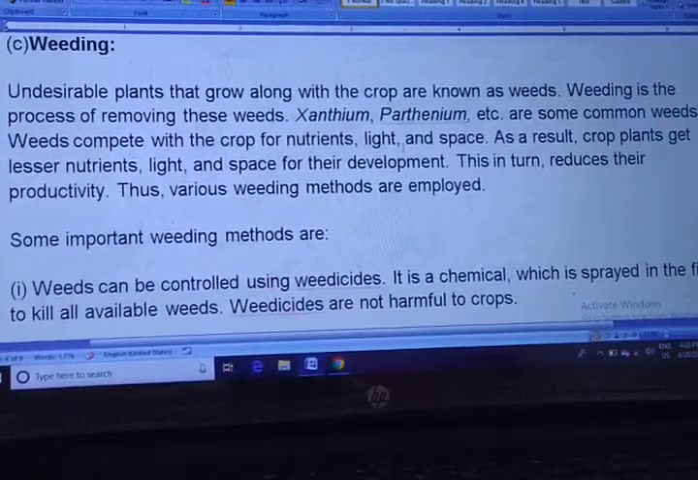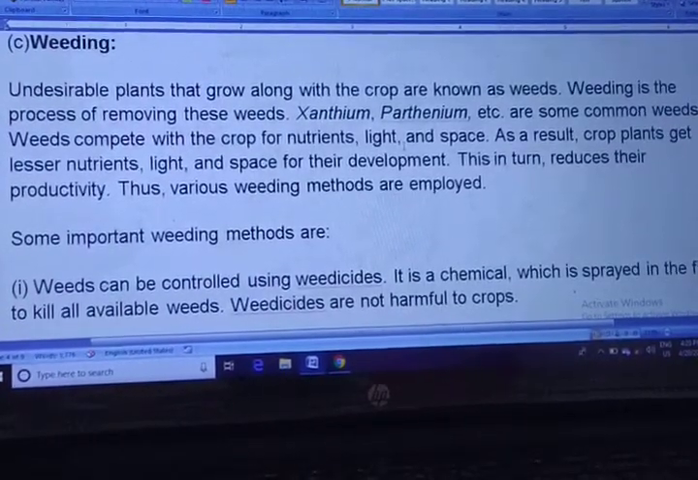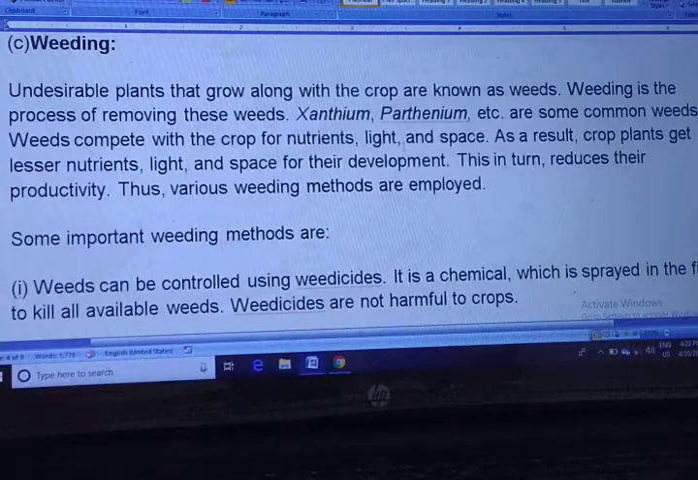Weeding is the process of removing these weeds. So weeding is a process to remove these unwanted or undesirable plants. For example, xanthium, parthenium, etc. are some common weeds. Weeds compete with the crop for nutrients, light and space. As a result, crop plants get lesser nutrients, light and space for their development. This in turn reduces their productivity, thus various weeding methods are employed.